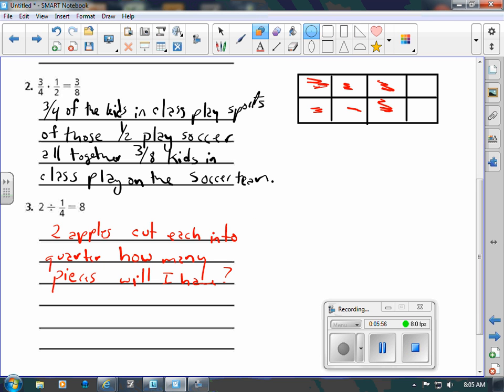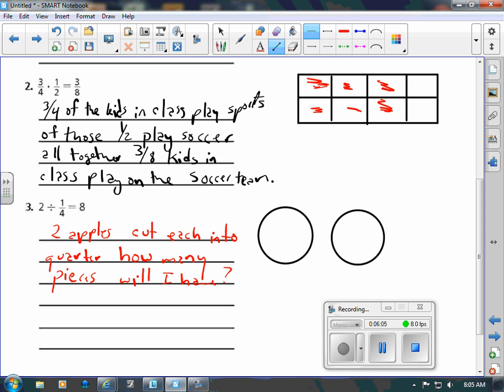Well, if I have 2 apples, I'm going to use a circle to represent my apple. I know they're not perfectly circular, but that gets you the picture. And then I cut them into quarters. Well, a quarter is a fourth, right? So if I cut them into fourths, it'd be like going like this. So how many pieces do I have? I have 8 pieces in all.